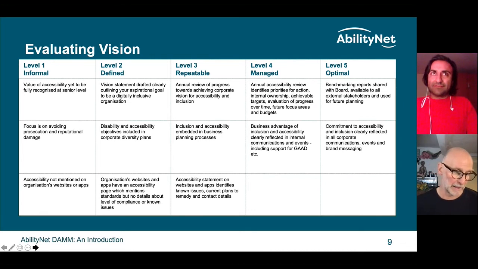And I think that a lot of people working in accessibility will know that senior leaders don't necessarily understand what accessibility is for. So we're not expecting people to be at level 5 straight away. We just see this as a progression and a way for you to sort of benchmark this.